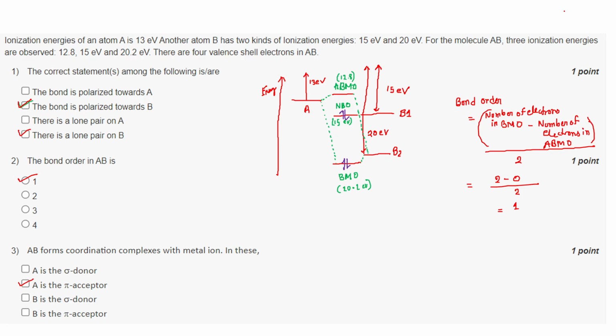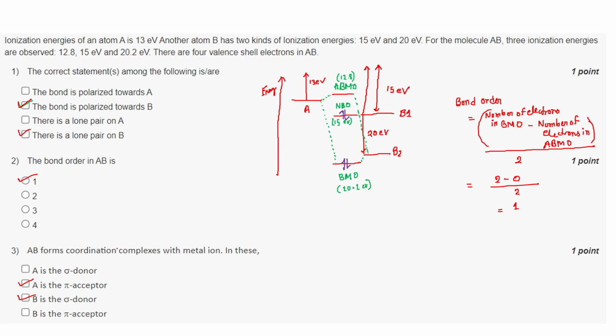Now, if that is the case, then A is acting as a pi acceptor, so it can accept electron because the antibonding molecular orbital is empty, and B is acting as a sigma donor. So B can donate electron and A can accept electron.